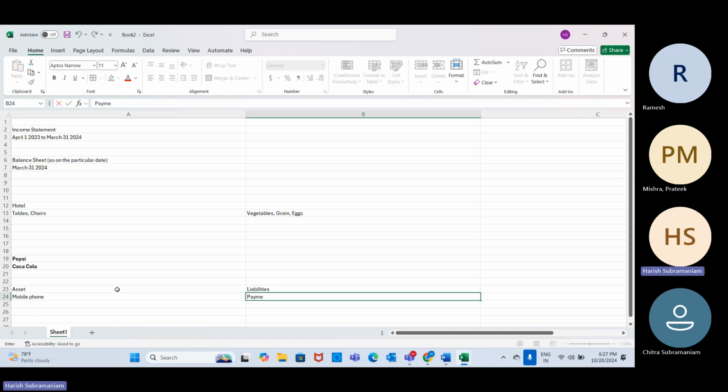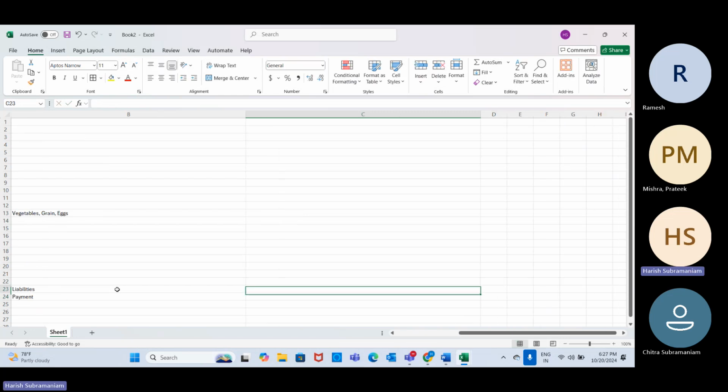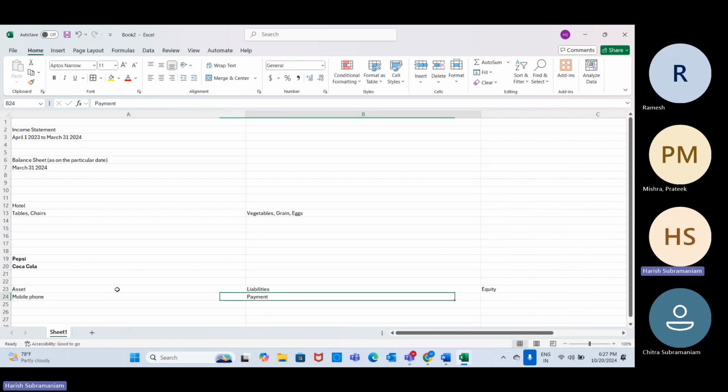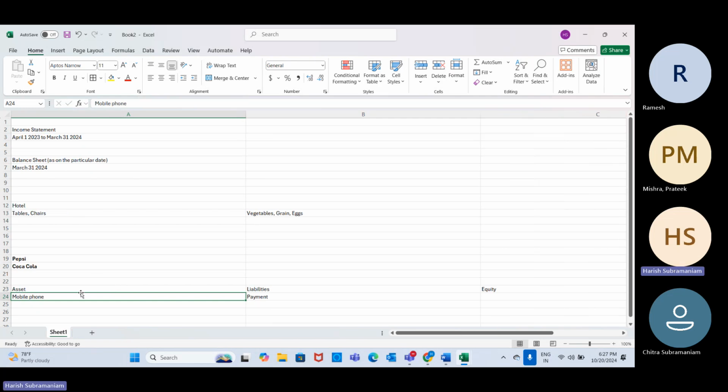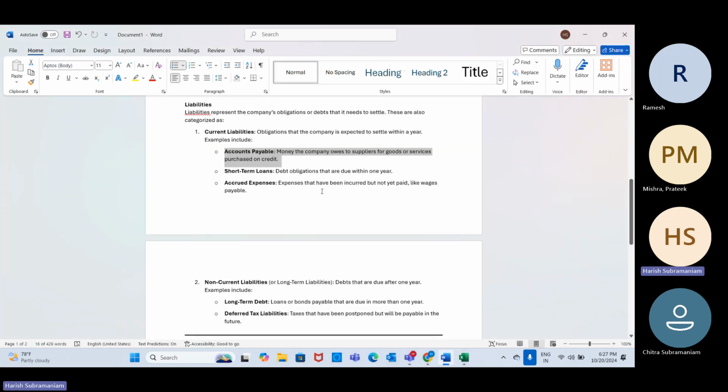Will be the payment that is to be made, right? And therefore, the equity or the net worth is nothing but asset minus liability: mobile phone minus the payment of the phone, which comes down to zero. So the accounts payable are nothing but payments that I have to make over a period of time.